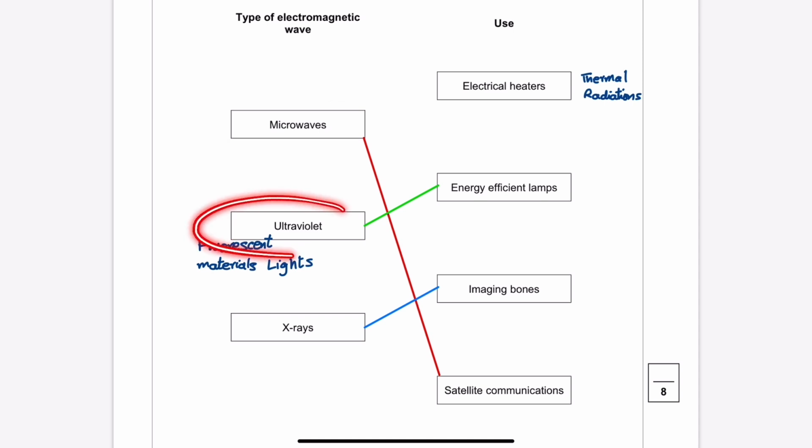Ultraviolet radiations are used for the energy efficient lamps where the fluorescent material is present in the light. Whereas the X-rays are used for imaging the bones in the hospitals, so we can see the fractures or the broken bones in the hospital. The electrical heaters need the option thermal radiation, which is not given here. Therefore, we are given microwaves, ultraviolet radiations, and X-rays.